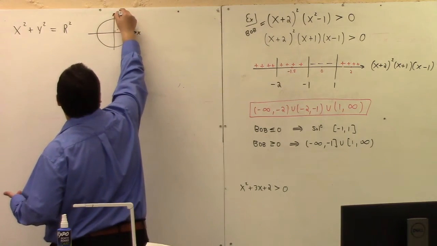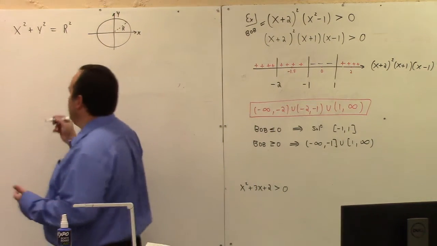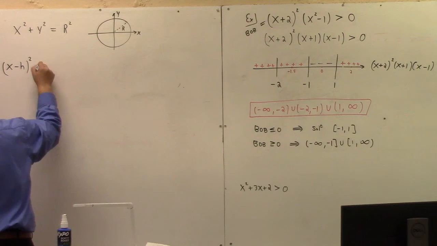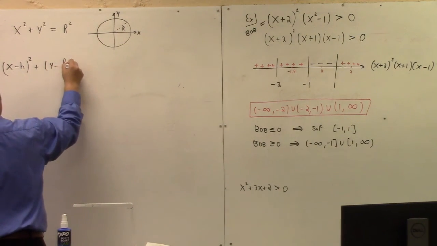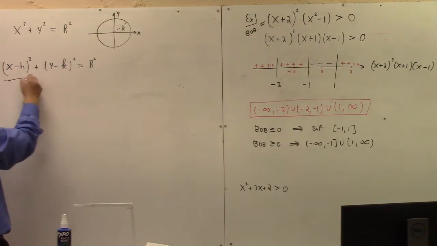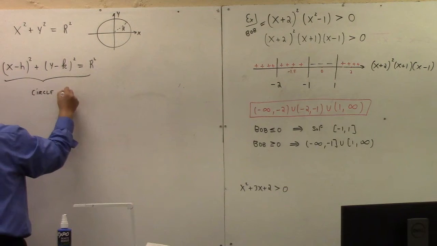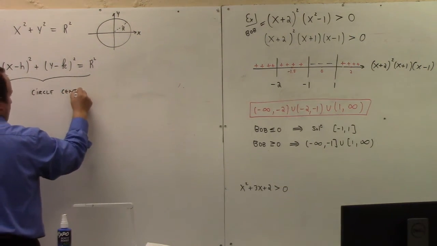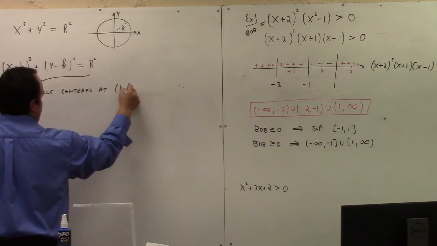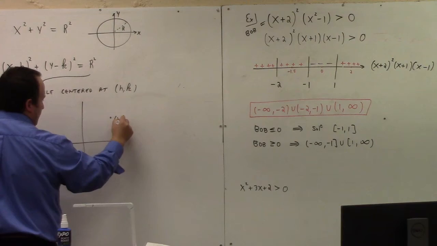Now, we're not content just to have our circle centered at the origin, so we also look at (x minus h) squared plus (y minus k) squared equals r squared. And the solution to this is a circle centered at (h, k) with radius r.